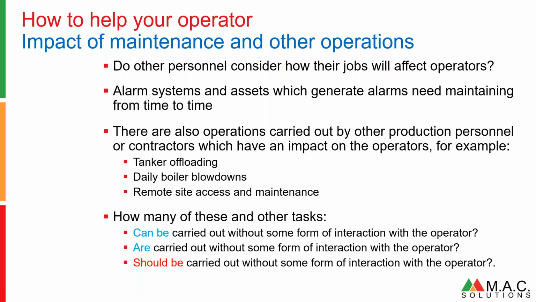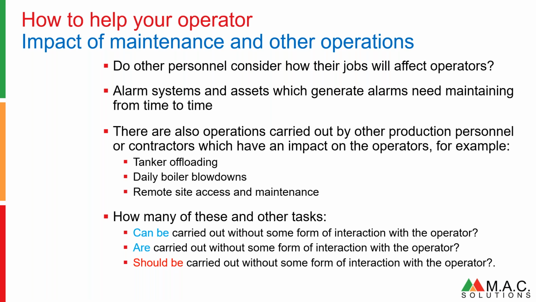Well, the answer to the first question is all of those can be carried out without telling the operator. And the operator gets alarms that he has to put in place actions that he doesn't need to do. How many are carried out? I wouldn't like to say what percentage of these tasks are carried out. Could be 10%, could be 90%, could be more, could be less. I don't know. But how many should be carried out? The answer to that is none.